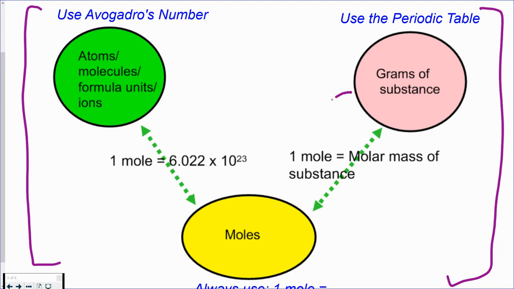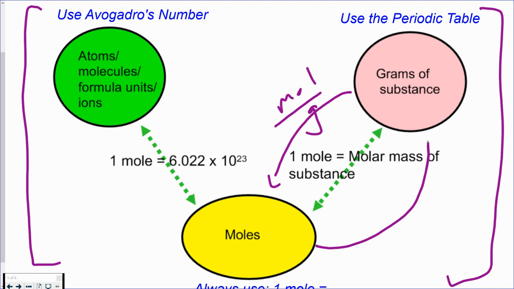So if you're going from grams to moles, you're going to have mole up top because it's what you want, and you'll have grams on the bottom because that's what you have. If you go the opposite way, you're going to have grams up top and you'll have mole on the bottom.